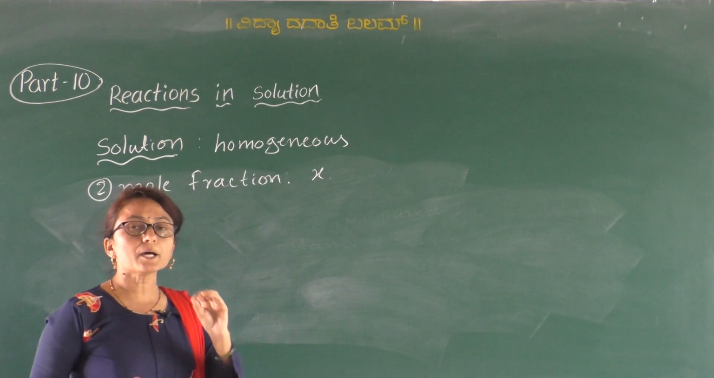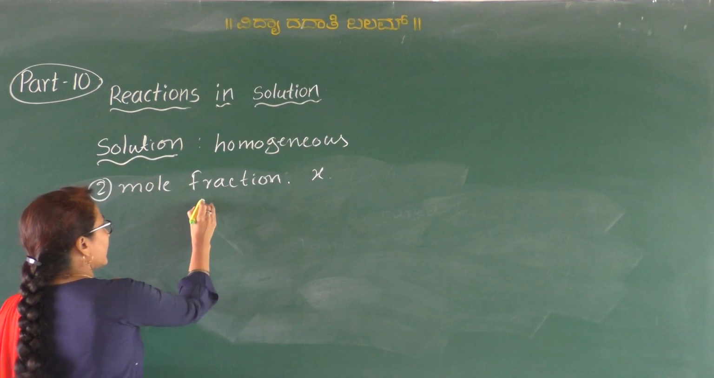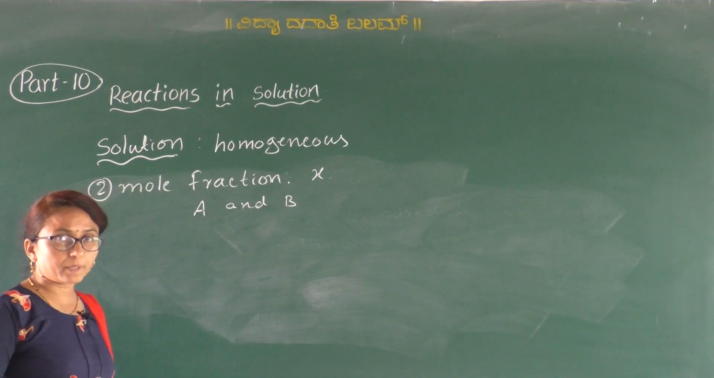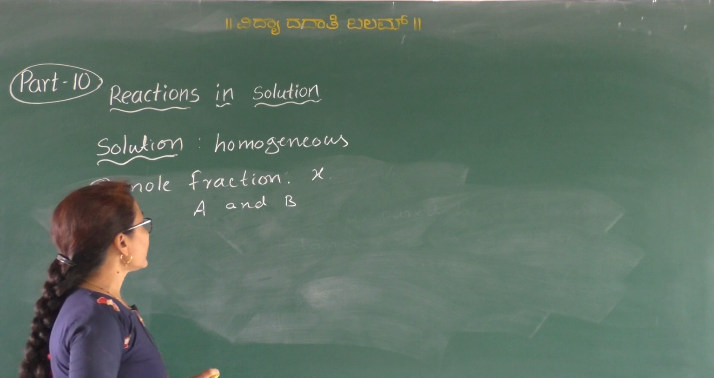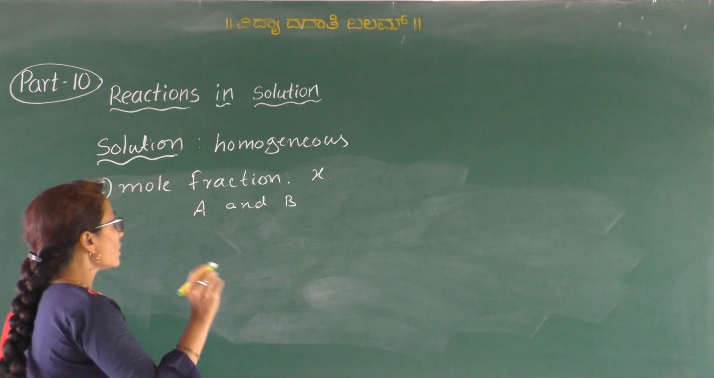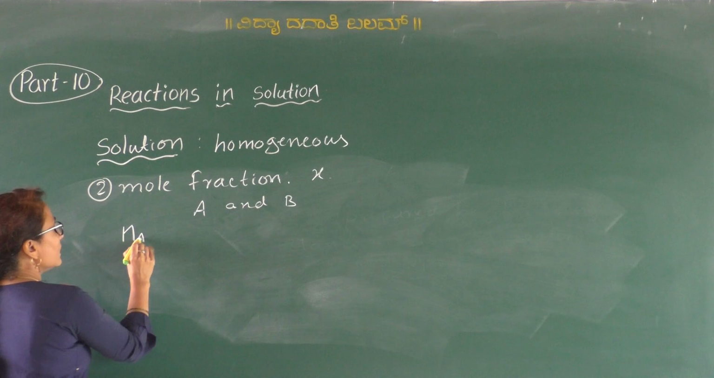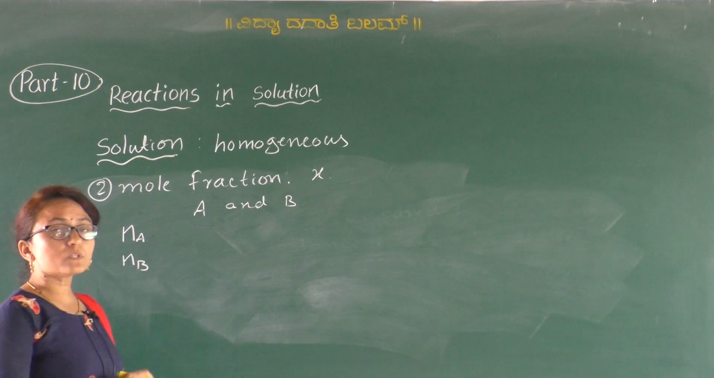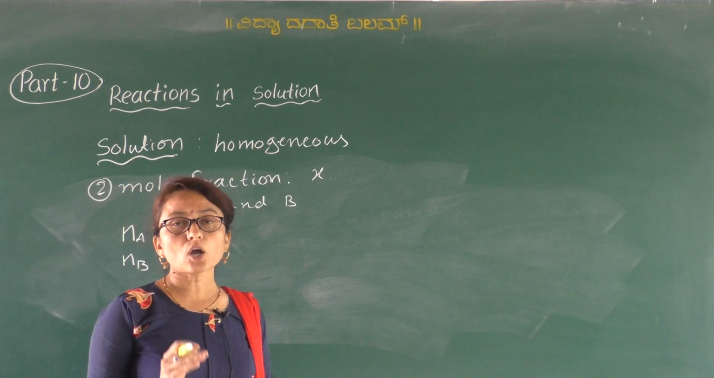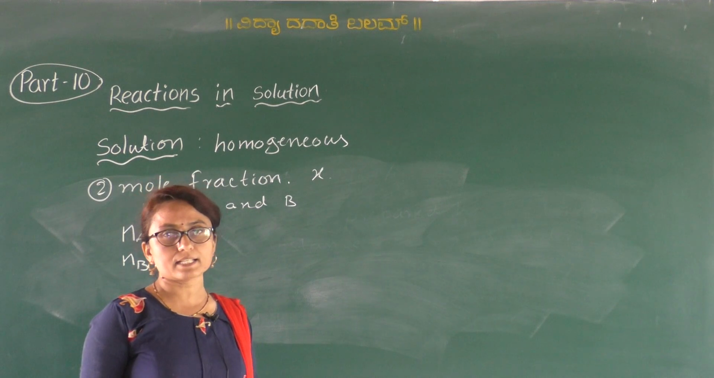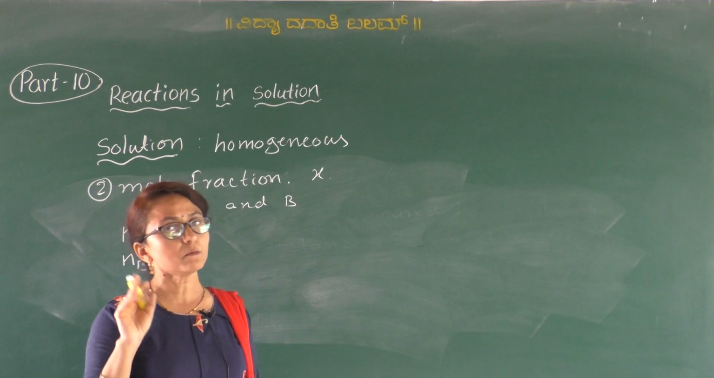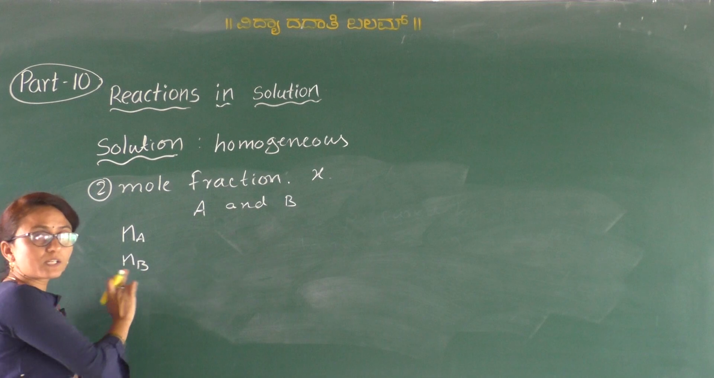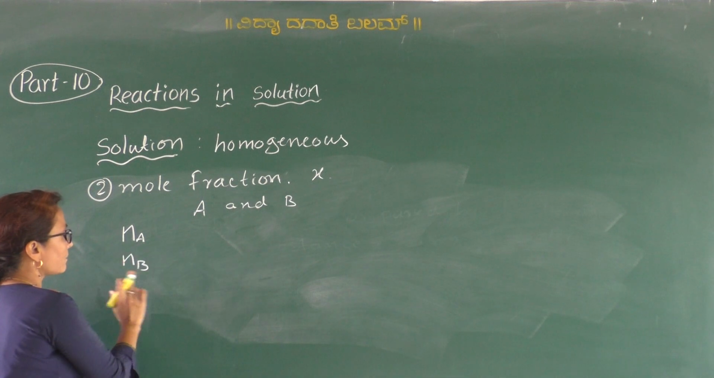So let us consider we have a binary solution containing components A and B. Now you have to calculate the mole fraction of A and B. Consider Na is the number of moles of component A and Nb is the number of moles of component B. We know how to find the number of moles if the mass is given, that is given mass divided by molar mass. If the number of moles is directly given, then you take the number of moles of A and number of moles of B.